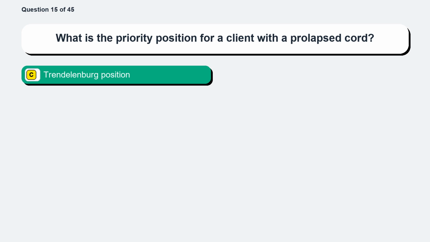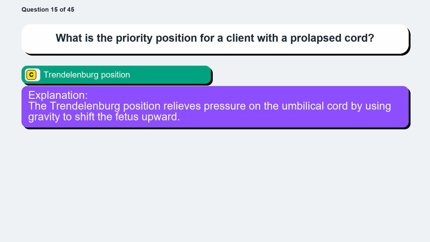The correct answer is option C, Trendelenburg position. The Trendelenburg position relieves pressure on the umbilical cord by using gravity to shift the fetus upward.